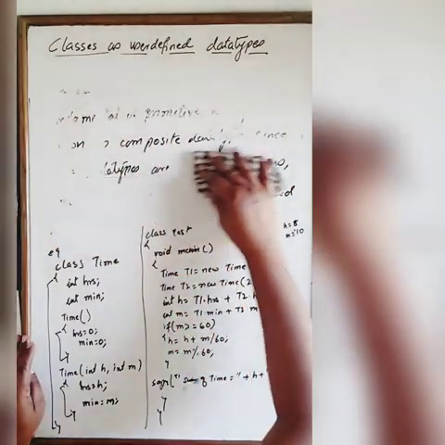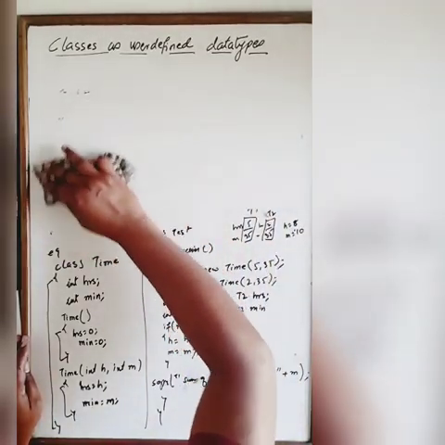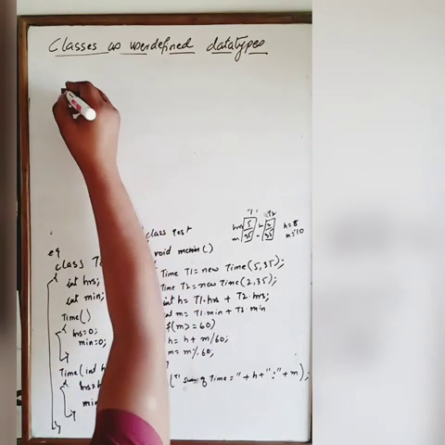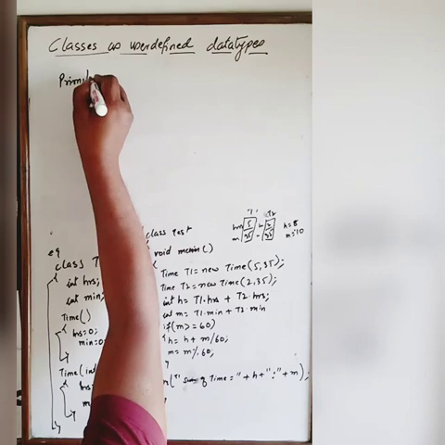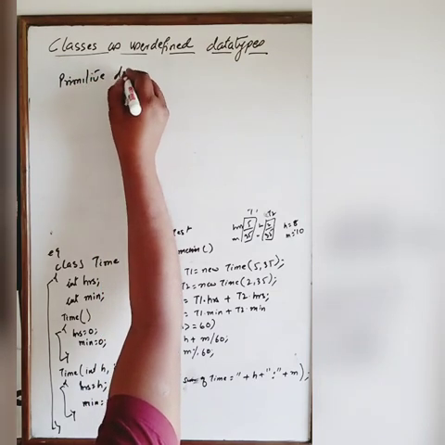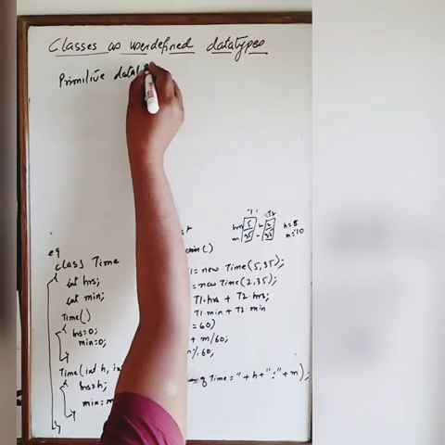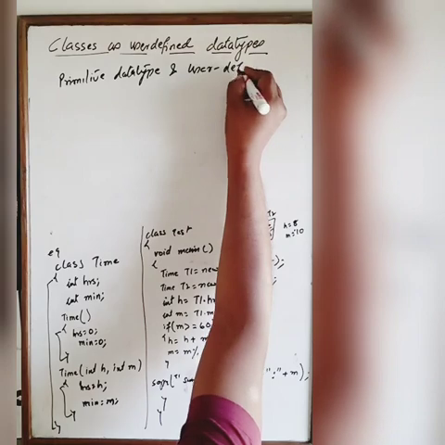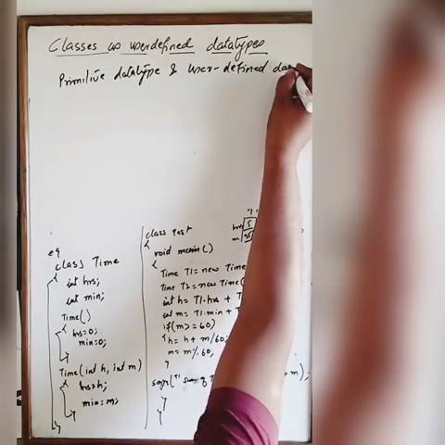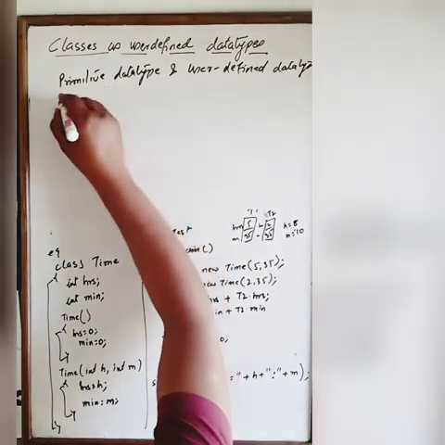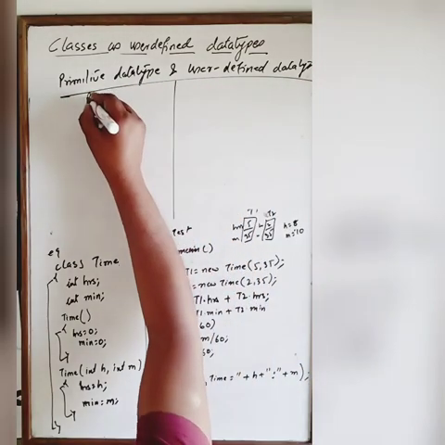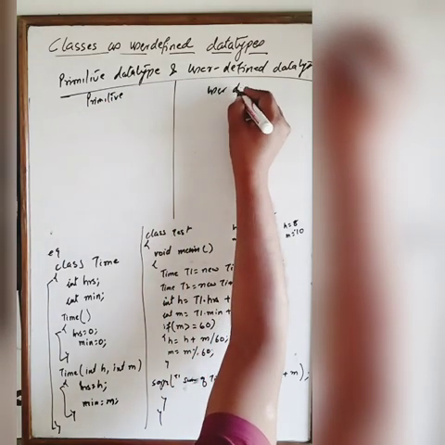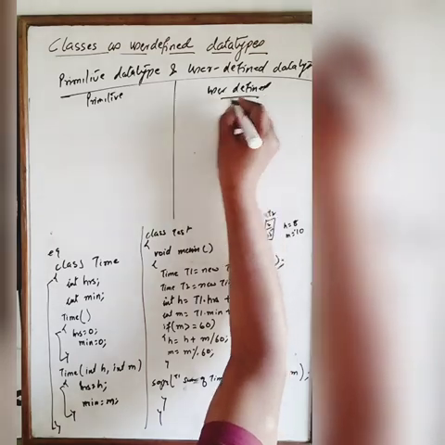Now what is the difference between primitive data type and user defined data type, composite data type? Anything can be written as a data type. This is very important. What is the difference between them? Here this is a primitive and this is a user defined.